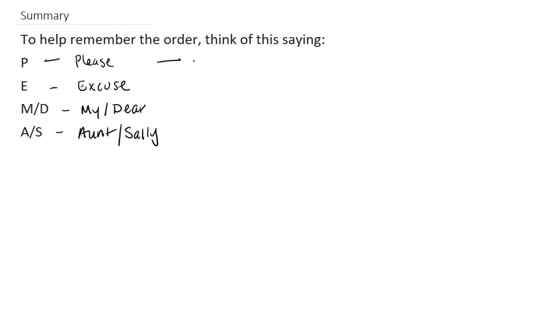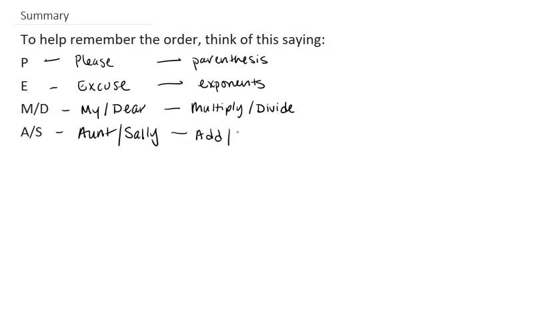So the P actually stands for parentheses. And then the E stands for exponents. M and D stand for multiply, divide, and A and S stand for add, subtract. So this is a way to help us remember the order of steps that we do when solving expressions like we saw in the first example. So let's go back.